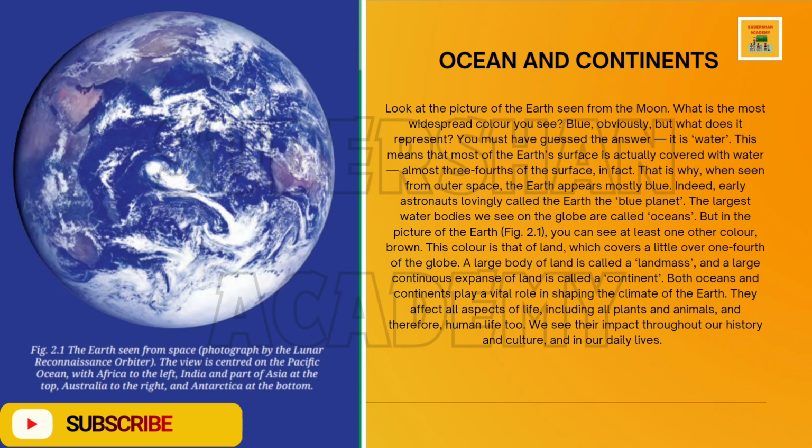Both oceans and continents play a vital role in shaping the climate of the Earth. They affect all aspects of life, including all plants and animals, and therefore, human life too. We see their impact throughout our history and culture, and in our daily lives.